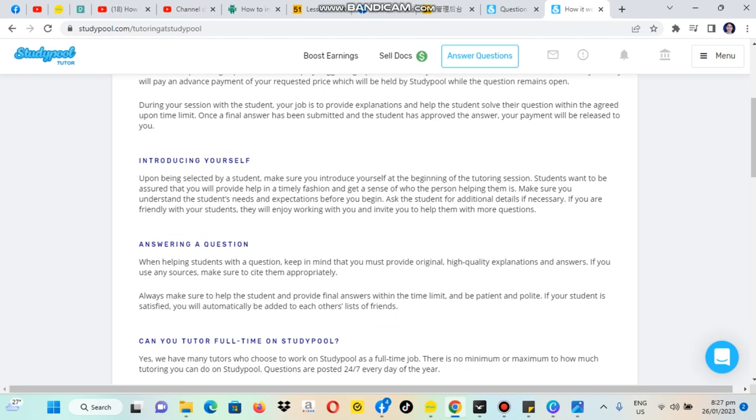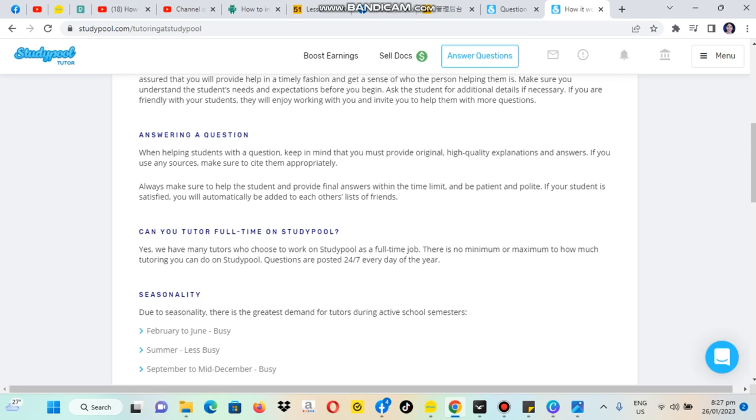Upon being selected by a student from the bidding, make sure that you introduce yourself at the beginning of the tutoring session. Students are assured that you'll provide help in a timely fashion and get a sense of who the person helping them is.